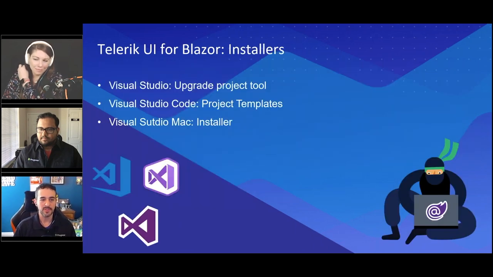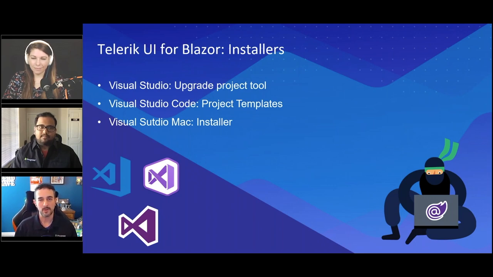We'll also talk briefly about all of the new tooling that's coming around Blazor. So we have support for Visual Studio. We have not only templates there, but we've also added an upgrade tool for that. So if you start a Blazor project without our tool set, then you decide you want to add it in, just one click of a button, and all of your application gets the client-side dependencies installed and registered in your application without you having to lift a finger.